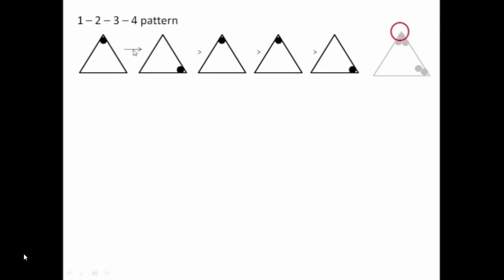So what this is, if you follow the black ball clockwise again, if it starts in the top, it'll move 1 step down to the bottom right, then it'll move 2 steps, so 1, 2 to the top, and then it'll move 3 steps, so 1, 2, 3 to the top again, and then 1, 2, 3, 4 to the bottom right. So that's why it's called 1, 2, 3, 4. It's 1 step, and then 2, then 3, then 4. It's a pretty common pattern.